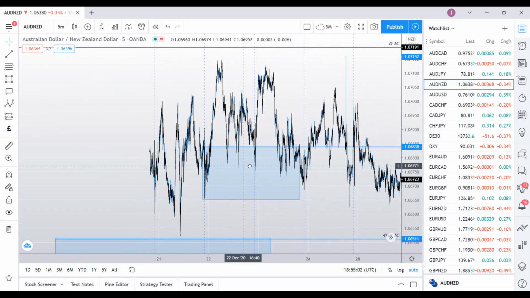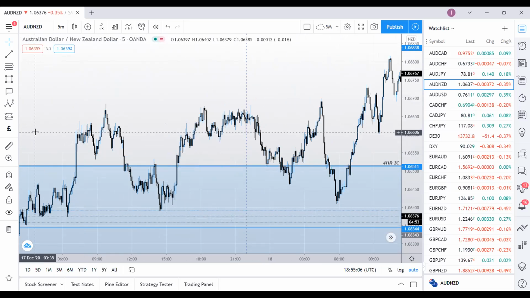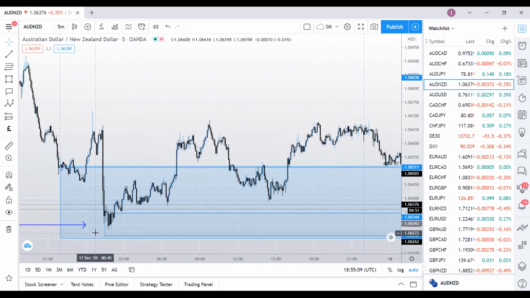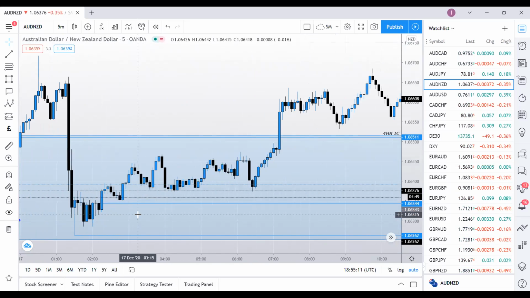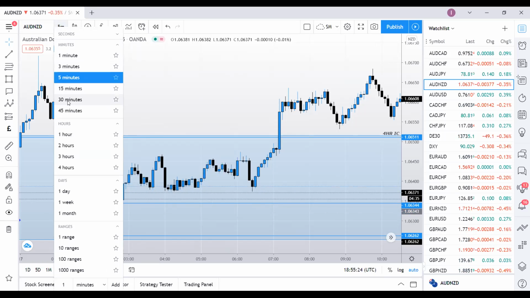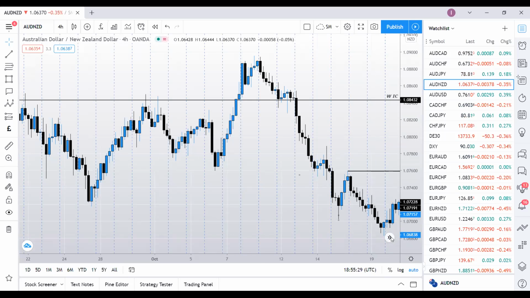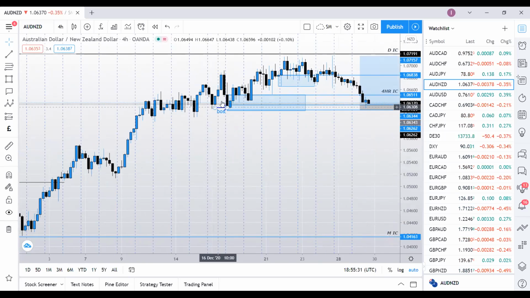So what we're looking for, is it a break of structure, or are we just looking for the lower low to be able to plot our entry for the lower time frame? No, don't worry about break of structure or anything like that at the moment. All you want to identify is where's the higher low, where's the higher high.